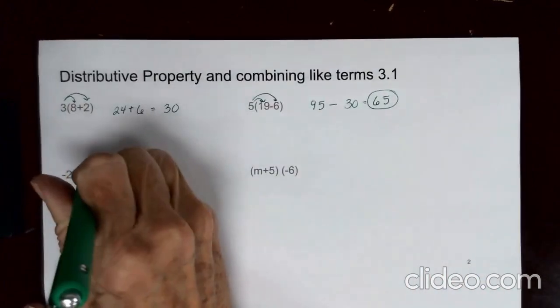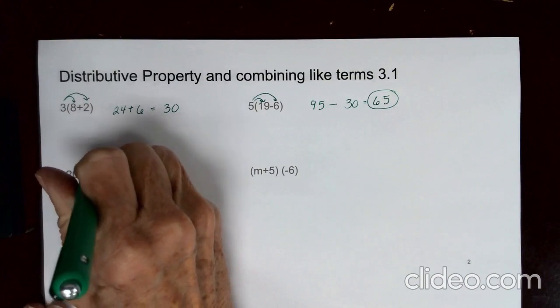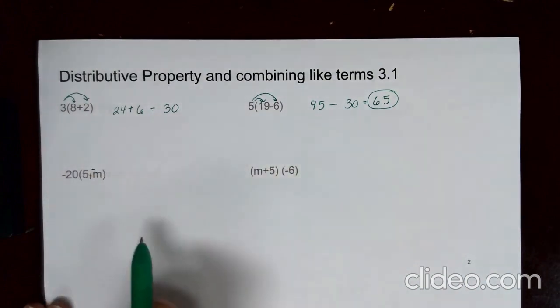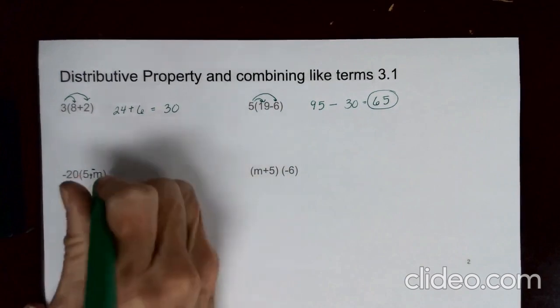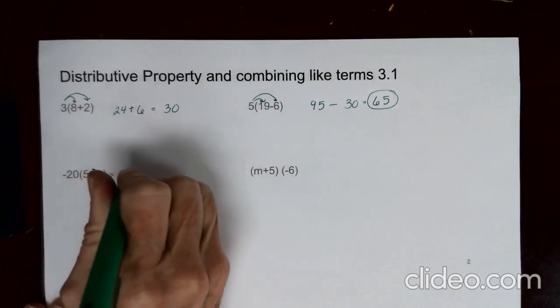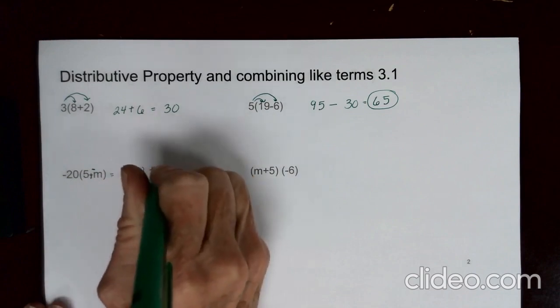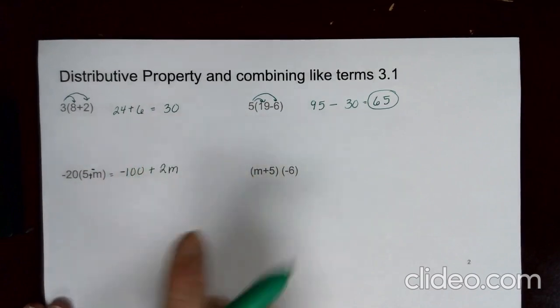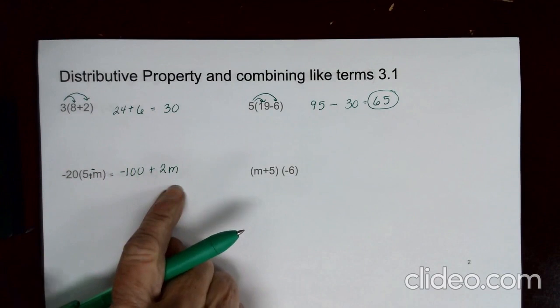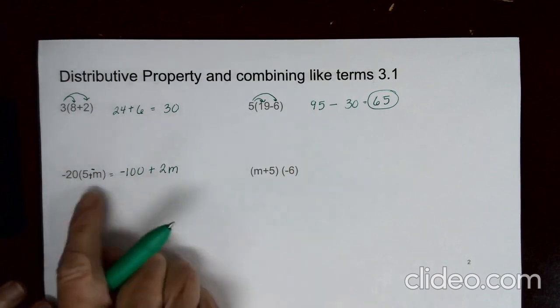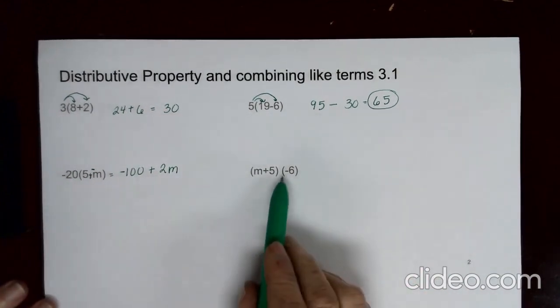But down here we have variables involved. I'm going to add the opposite of the second number there. So I'm going to go negative 20 times 5, which is negative 100. And negative 20 times negative n is positive 20n. And obviously you cannot combine those terms. So that is the only way that this problem could have been done.